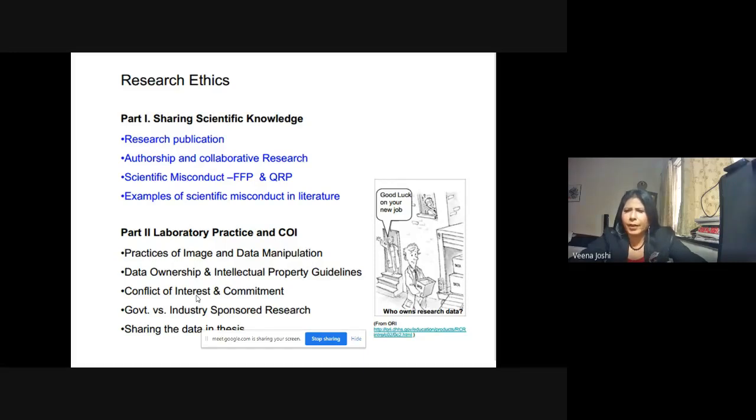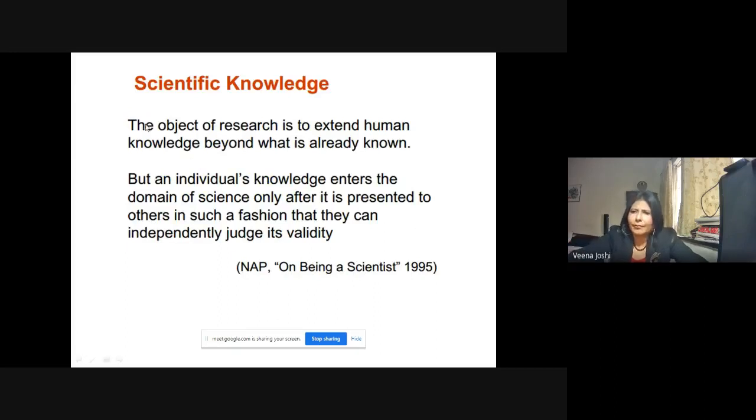So many things. The object of research is to extend human knowledge beyond what is already known. Yeah? To extend the knowledge. But an individual's knowledge enters into the domain of science only after it is presented to others in such a fashion that they can independently judge its validity. Well, until I publish it scientifically, once I publish it scientifically, when you read it, you don't even need to believe. You can validate it by yourself, because where I have given the resources, my data, everything. Scientific knowledge, sharing the knowledge.